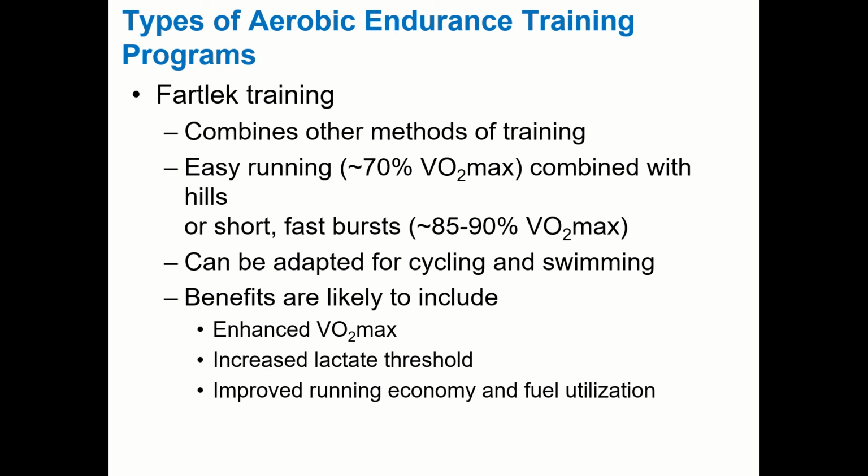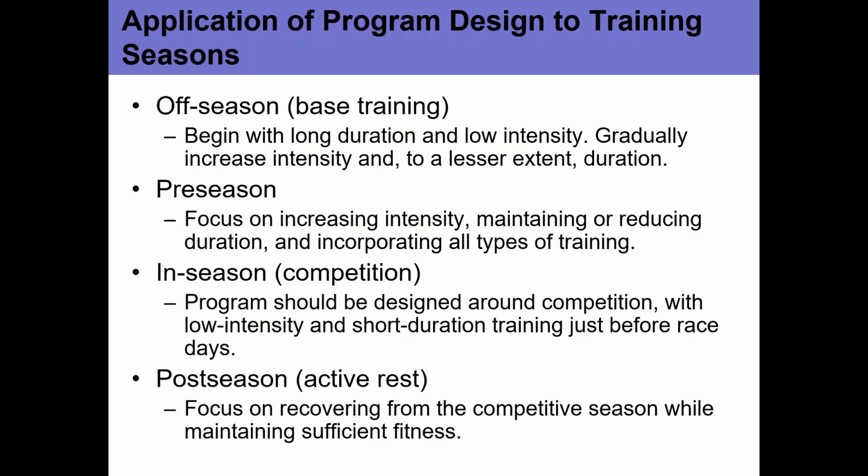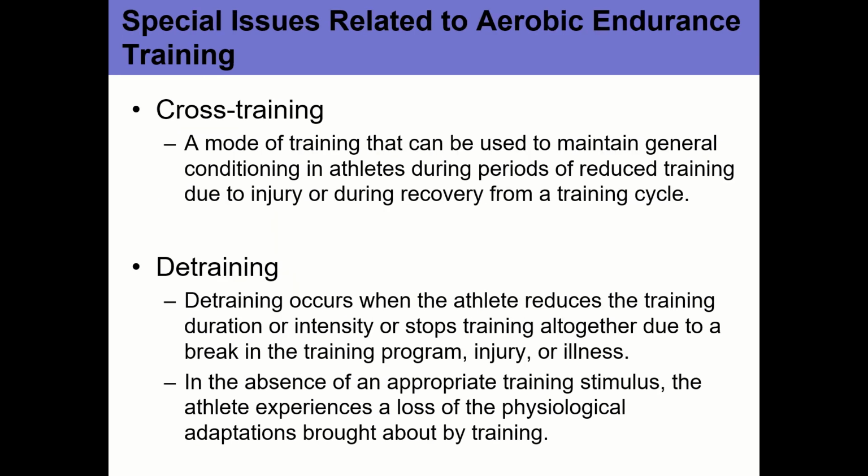Fartlek training we talked about, so speed play. So easy running, so that long, slow distance pace, and then shorter bursts of 85 to 90% of their VO2 max. And like I said, it's kind of based on feel. So when they feel good, they run faster, and then when they feel like they've accumulated a bunch of lactate, then they're going to slow back down. This stuff is just basic program design, how you're going to outline the training year. Same kind of stuff we've talked about before in this class and also in the 345 class.